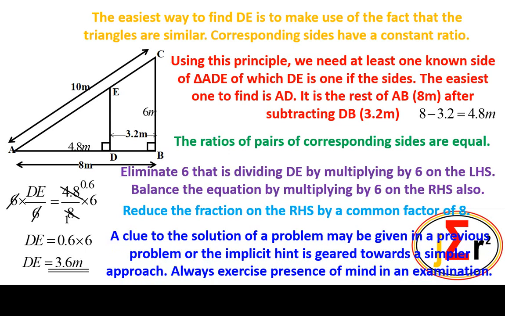Always exercise presence of mind in an examination. What we mean by this is that the implicit hint is that the triangles are similar. But some students might not consider that that could be something useful in arriving at the answer to this problem. But as a matter of fact, we have solved the problem considering that the triangles are similar. That is a hint that is given in a previous section to this problem. But if students overlook that or do not pay attention to that hint, then solving this problem would take a lot more time. It is always good to exercise presence of mind in an examination.